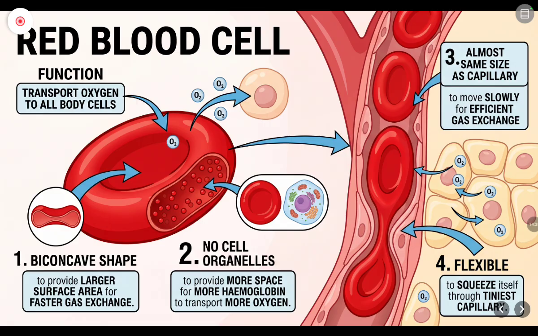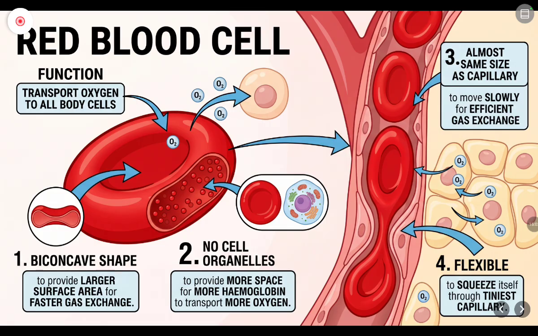And the first one is the biconcave shape. When I say biconcave shape, it is the shape you are seeing in the circle lasered by the red laser, to provide a larger surface area for faster gas exchange. This circular shape, which is concave on both sides, is used to provide a larger surface area for faster gas exchange.